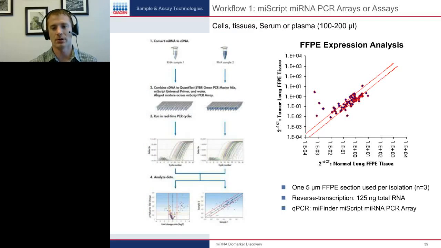Workflow 1 would be when you're working with PCR arrays or assays with non-limiting amounts of cells, tissue, or serum or plasma, which is approximately 100 to 200 microliters. Step 1, you convert your microRNA to cDNA. Step 2, you prepare your PCR premix and aliquot it across your array. Step 3, you run your real-time experiment. And Step 4, you analyze your data.